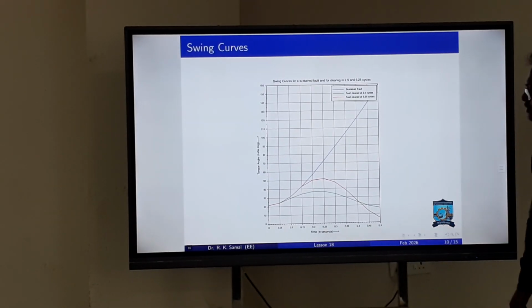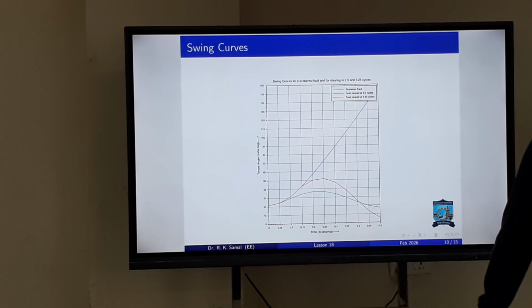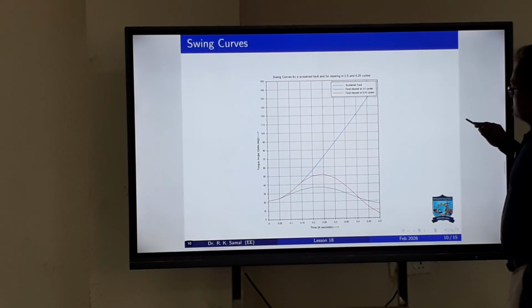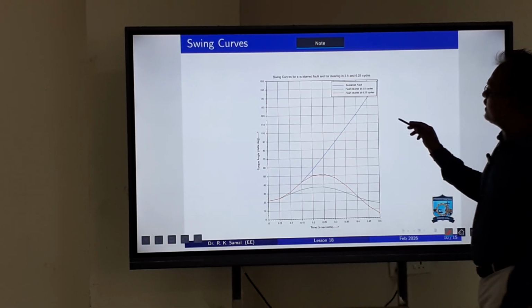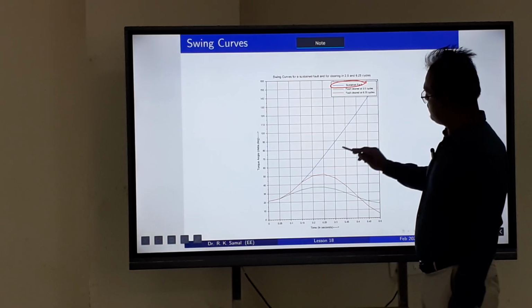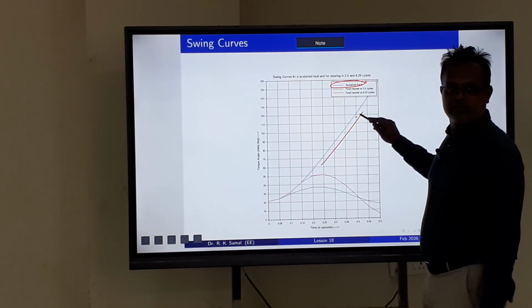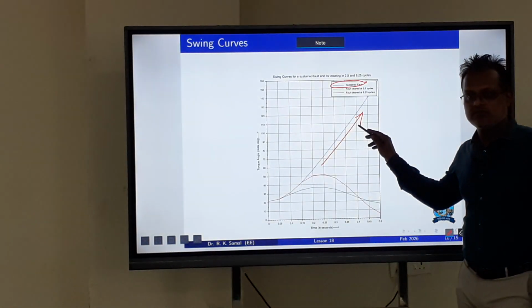This is the curve you might have obtained in your lab. Right? You have obtained this curve by running the Scilab code. So this is the solution for 3 conditions: fault cleared within 2.5 cycles, 6.25 cycles, and sustained fault. All of you must have put it in your lab file. So sustained fault means, see, the generator angle goes on increasing. That means the unstable condition.